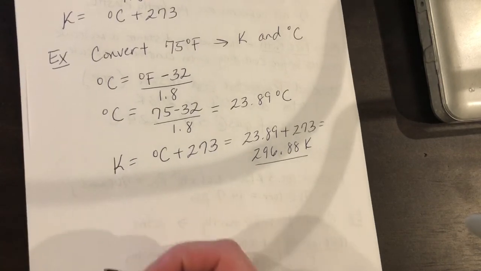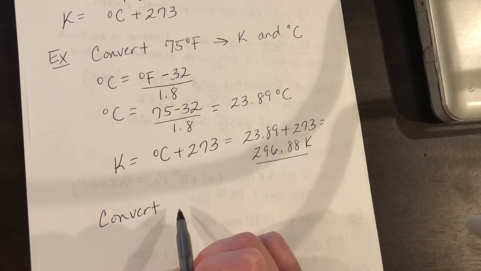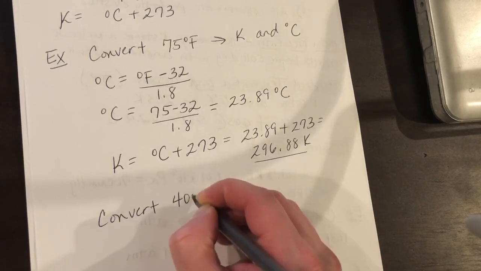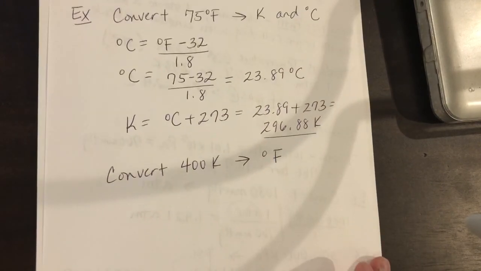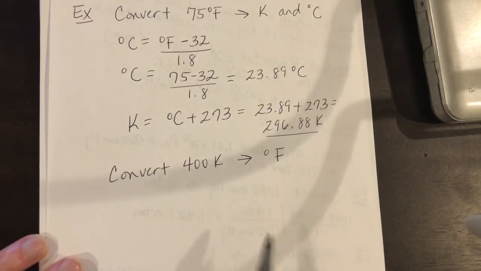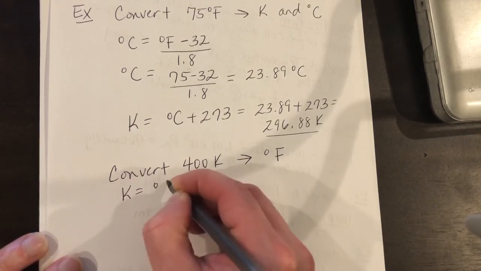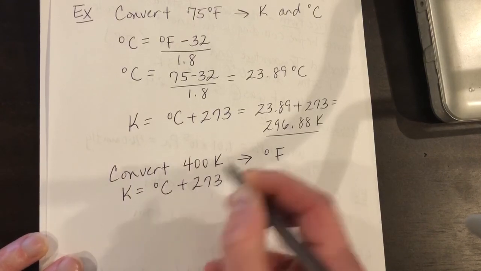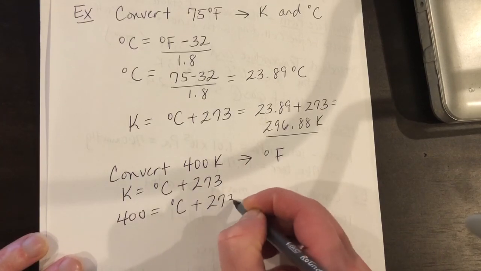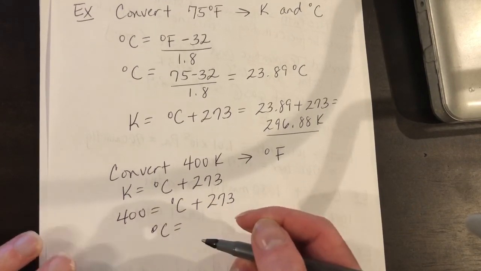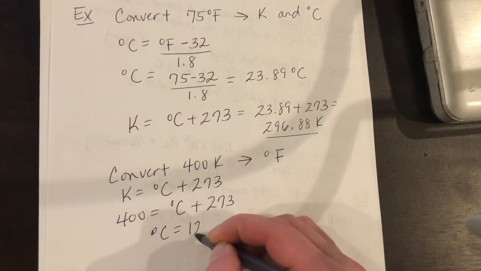Let's do one more. Let's convert 400 Kelvin, and I want to go to degrees Fahrenheit. So from Kelvin, you have to go to Celsius. So Kelvin is equal to degrees Celsius plus 273. So 400 is equal to degrees Celsius plus 273. So your degrees Celsius is going to be 400 minus 273. Using some simple algebra, you get 127.